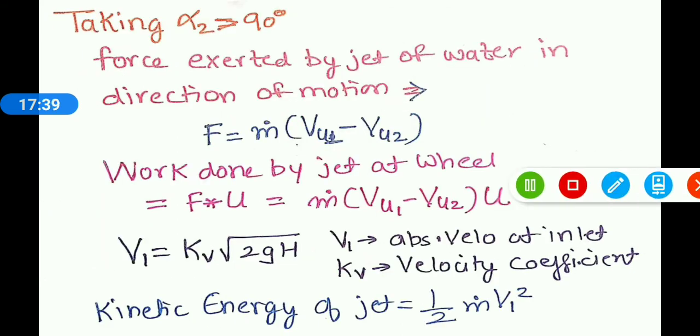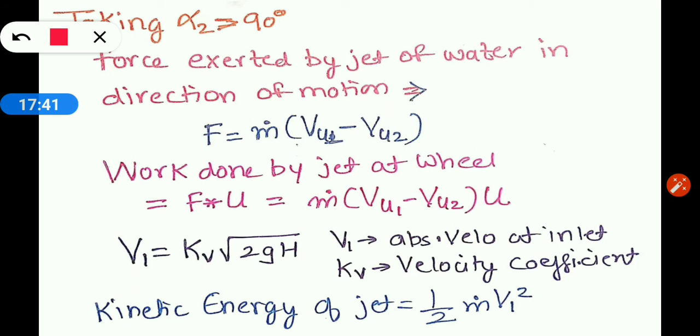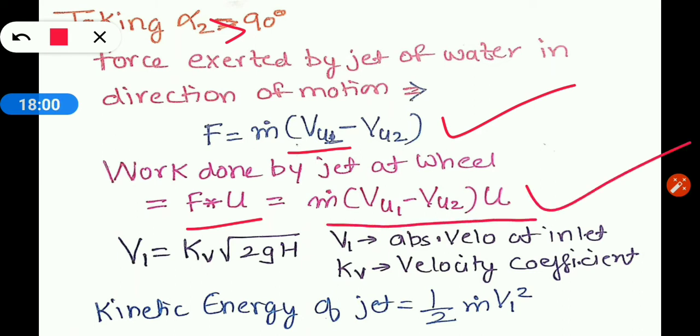Now, as I told you, we are taking alpha 2 greater than 90 degrees. So if alpha 2 is greater than 90 degrees, what would be the formula for force? This we have seen in the earlier lecture. F is equal to m dot into Vu1 minus Vu2. Now what is the work done? Work done is F into U, that is m dot into (Vu1 minus Vu2) into U. So this is the work done.